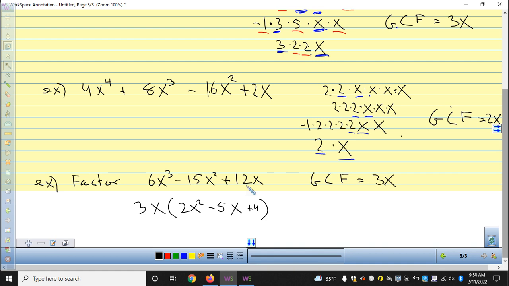Yes? How did we get 15x squared from 3x times negative 5x? 3 times negative 5 is negative 15, and x times x is x squared. Remember, when you have just a plain old x, there is an exponent there. We think it was 1, so we're adding the 1 plus the 1. All right, let's look at another one.